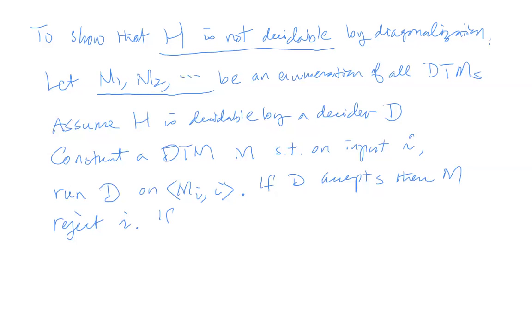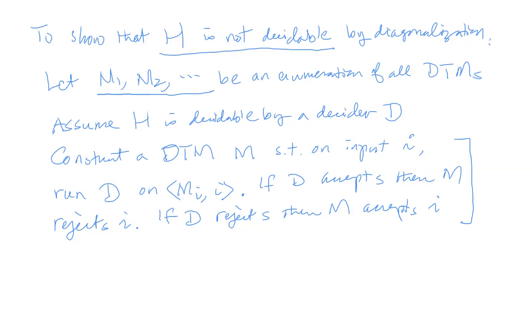Okay, and if D rejects, then M accepts I. Okay. So that's this construction of M. Now, this is a description of M, right? So this is an algorithm. Think of it as a program. So this is what this program does. That's what I do: I simulate D, and D gives me an answer.